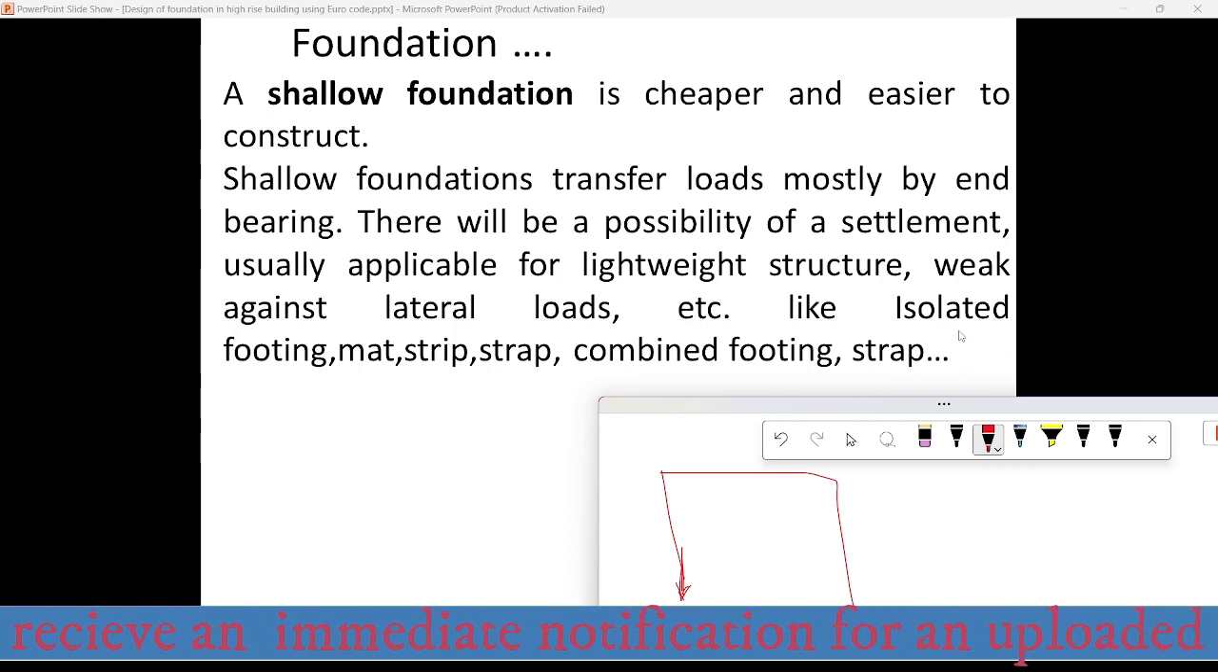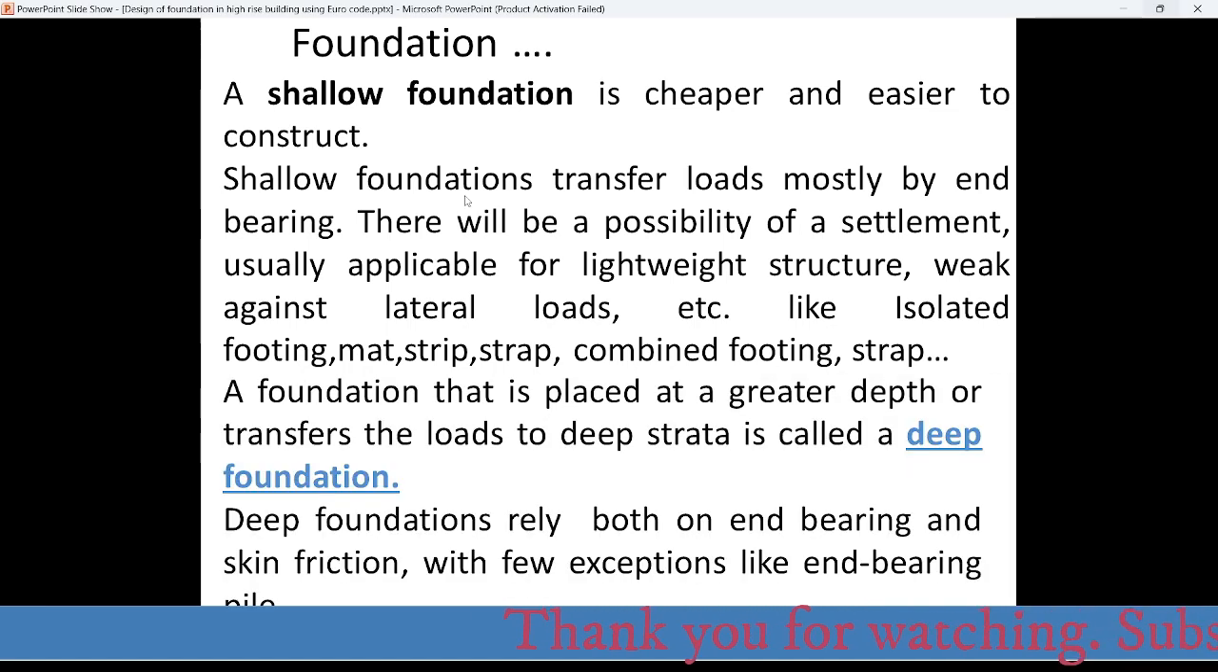Some examples of shallow foundations are the isolated footing, mat foundation, strip foundation, strap foundation, and combined footing foundation. All those are examples of the shallow foundation, which are basically recommended for low-rise buildings or buildings having low structural loads. The foundation that is placed at a greater depth or transfers the load to a deep strata is called the deep foundation.